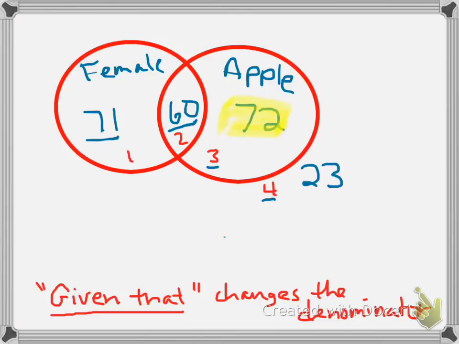The last question on the page, what is the probability that a randomly selected survey participant owns an Apple product given that the participant is female?